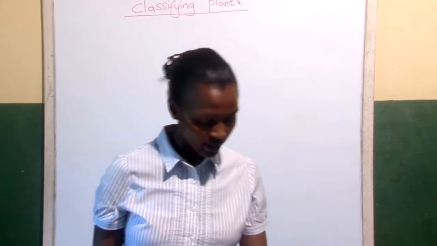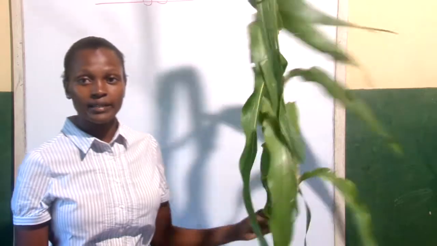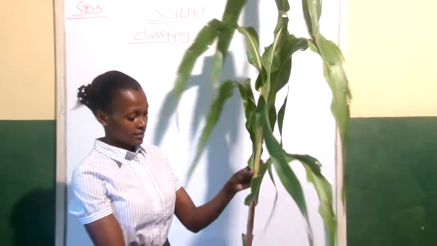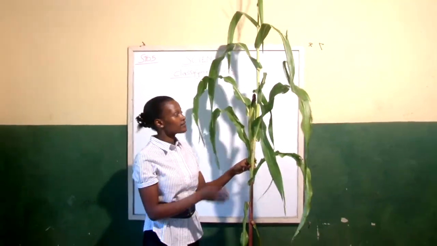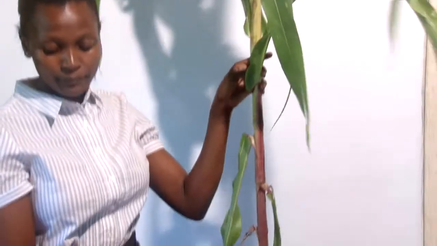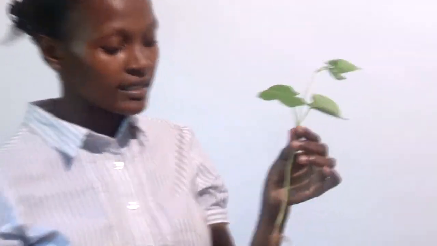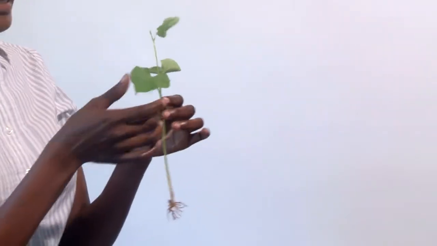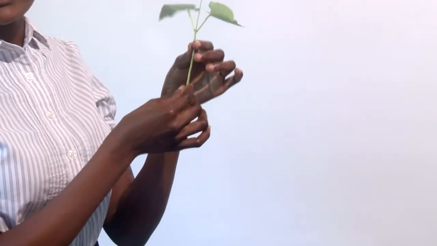We have this one here, which is called the maize plant. The maize plant has got some leaves, the fruit itself there. We have the flowers here and the roots there. I also have a bean plant here. These are its roots, these are the leaves, and this is the stem.